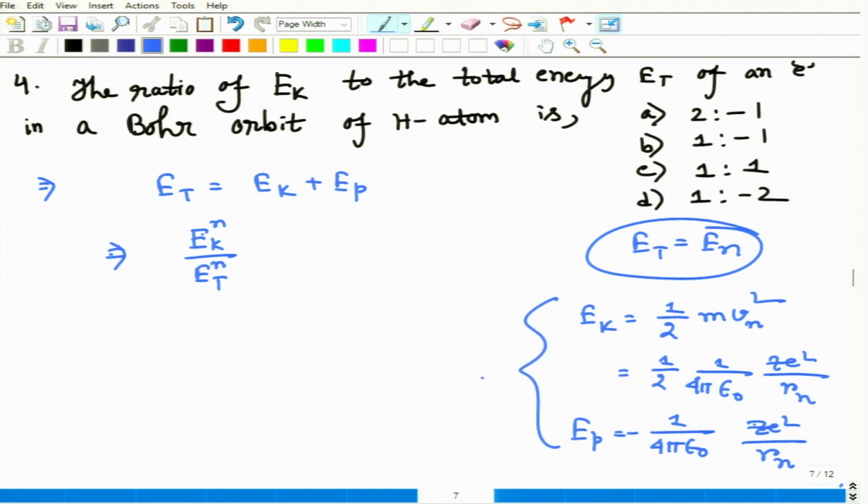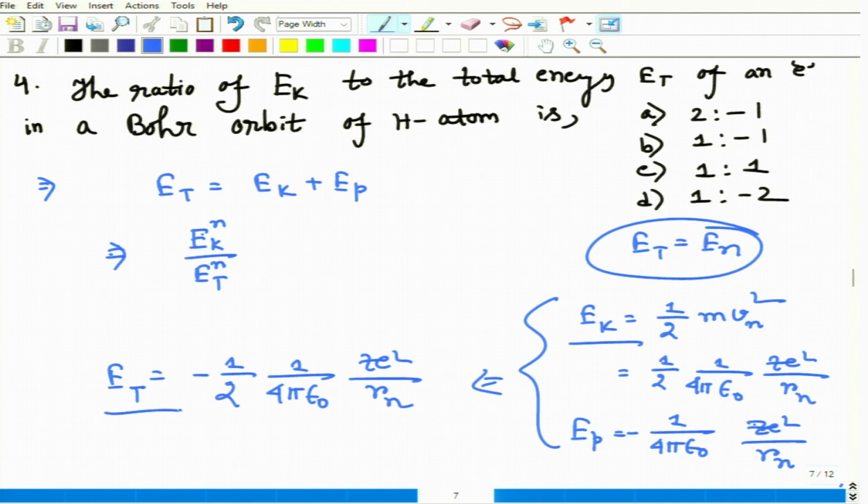If you add this up, then you can have En, that means E total. E total will be half, just adding these two formulas, of Z square by 4 pi epsilon naught Rn. So if you look at EK and ET, they are the same, just having a negative sign. So the ratio should be 1:-1. This will be the correct option, 1:-1. Okay. Yes.